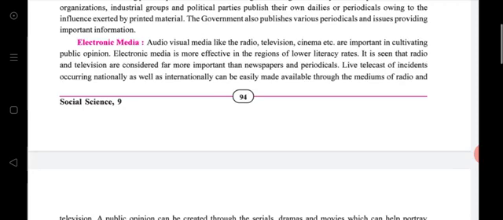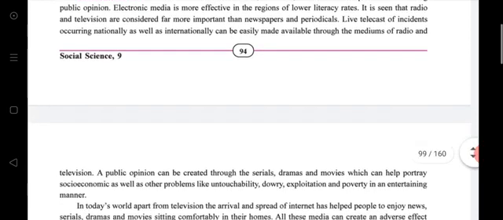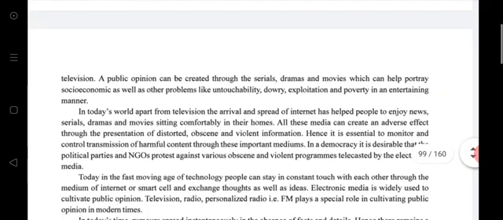It is seen that radio and television are considered far more important than newspapers and periodicals. Live telecast of incidents occurring nationally as well as internationally can be easily made available through the medium of radio and television. And public opinion can be created through serials, dramas, movies, which can help portray socio-economic as well as other problems like untouchability, dowry, exploitation, and poverty.